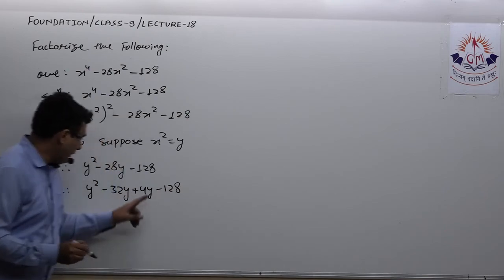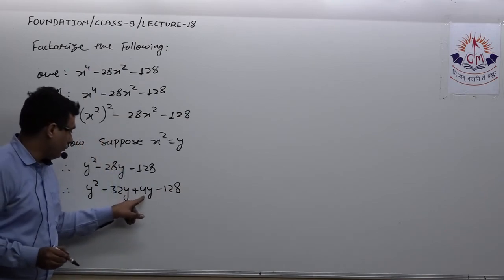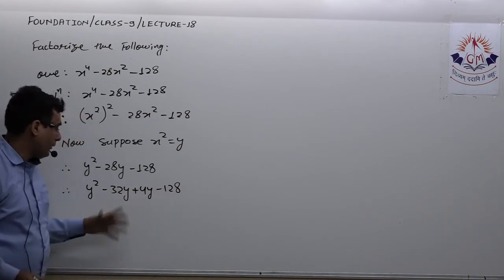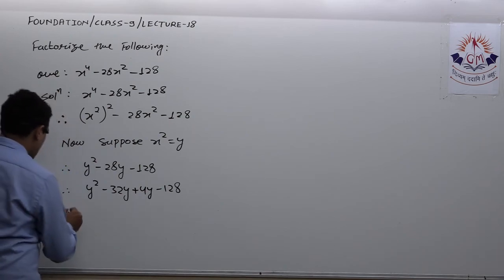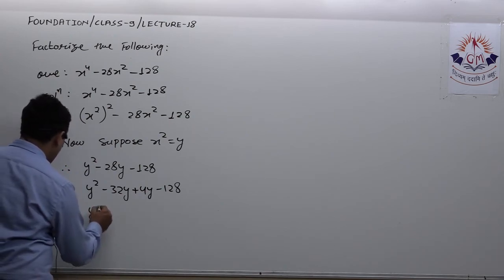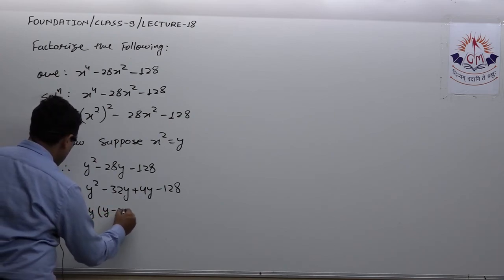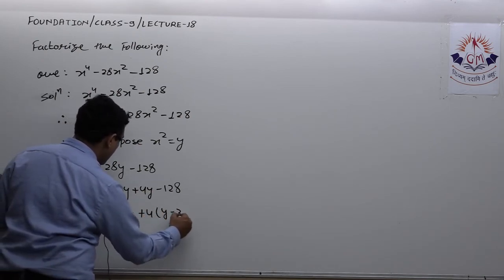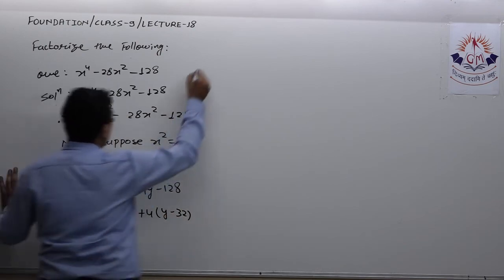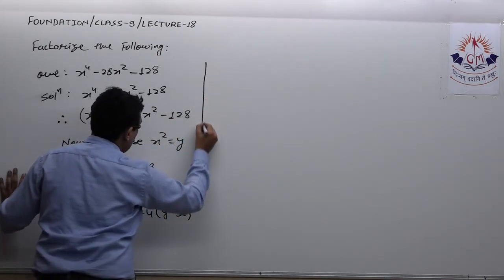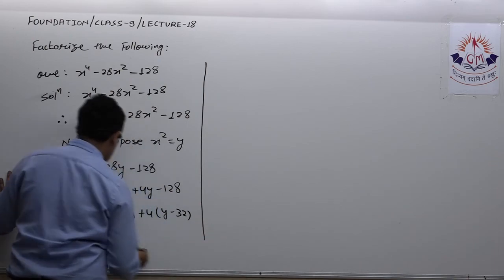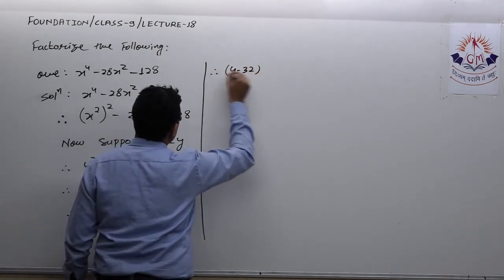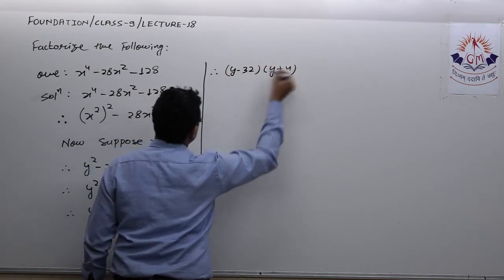Before I proceed, I do check their product as well. 4 twos are 8 and 4 threes are 12. Yes, it's minus 128 y square as well. Now it is easy: from the first two I can take y common, so y minus 32, and from the next two I can take 4 common, so y minus 32. So ultimately I get my factors as y minus 32, y plus 4.